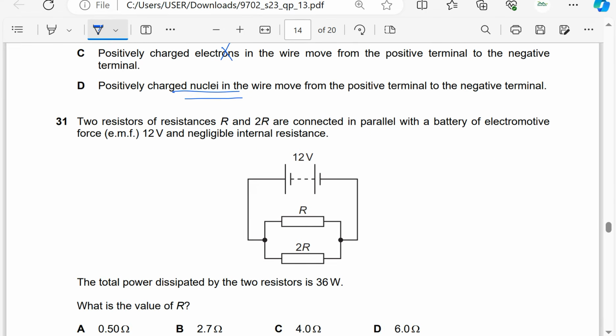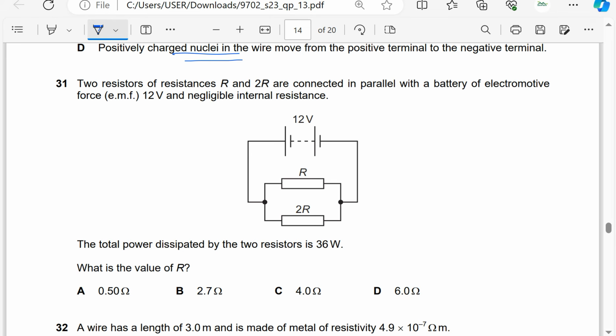Two resistors of resistance R and 2R are connected in parallel with a battery of EMF 12 volts and negligible internal resistance. The total power dissipated is 36. What is the value of R? So these resistors are in parallel. So total resistance is equal to the product, which is 2R times R, over the sum, which is 2R plus R. This gives me 2R squared divided by 3R, which is 2R divided by 3.